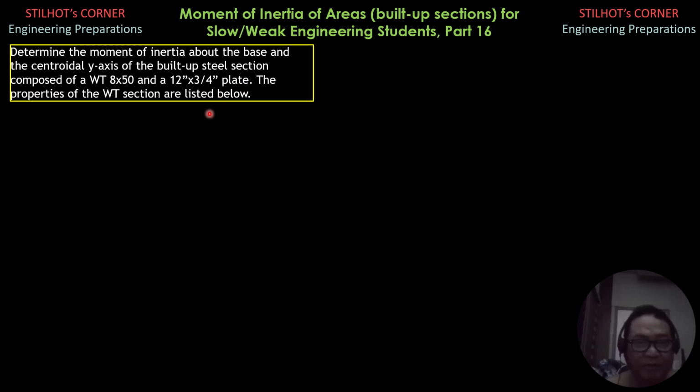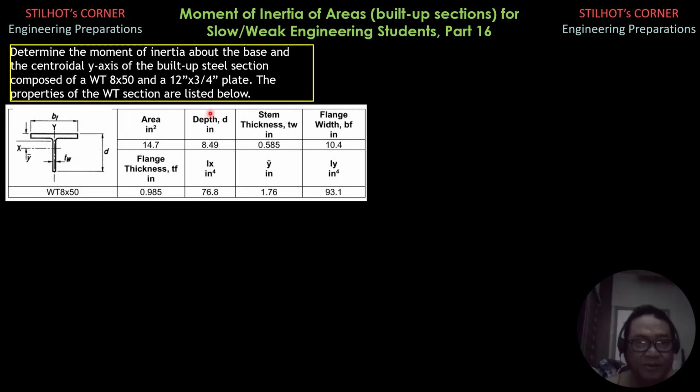The properties of the WT section are listed below. This WT section is actually half of the wide flange. If you reflect it about this axis here, you'll have the equivalent W section, which is designated as 16 times 2 of this number by, of course, 100 if it is a W section. So these are the properties: area, depth, stem thickness TW, flange width BF, as indicated in this guide or in this orientation of the WT section.